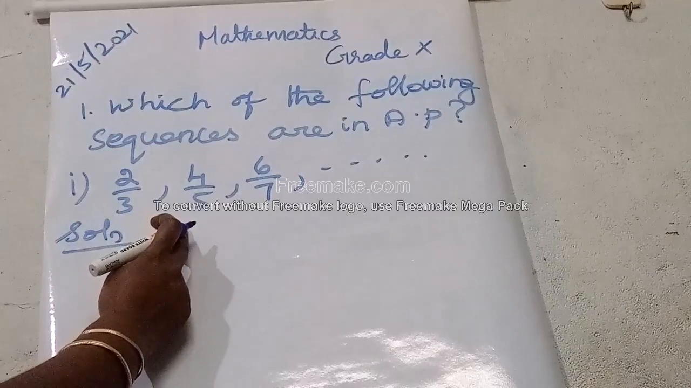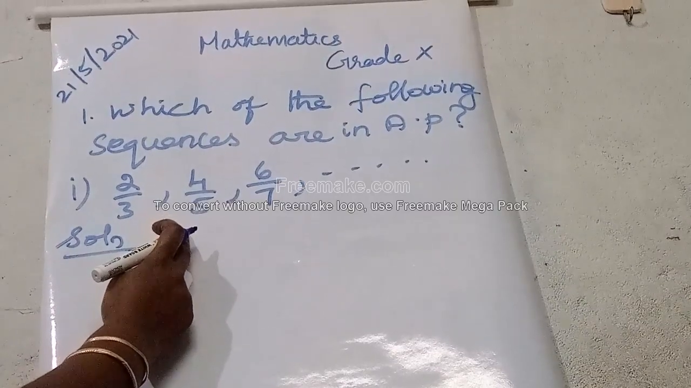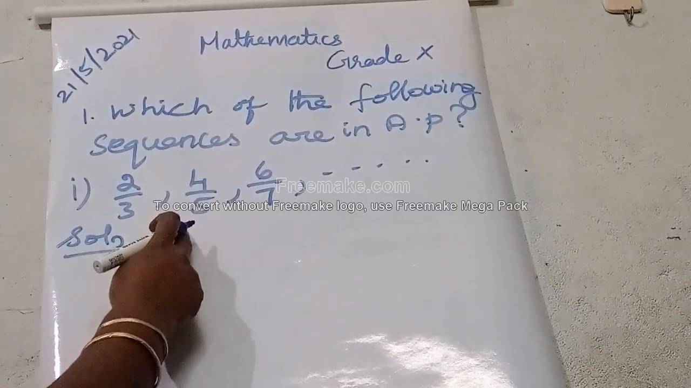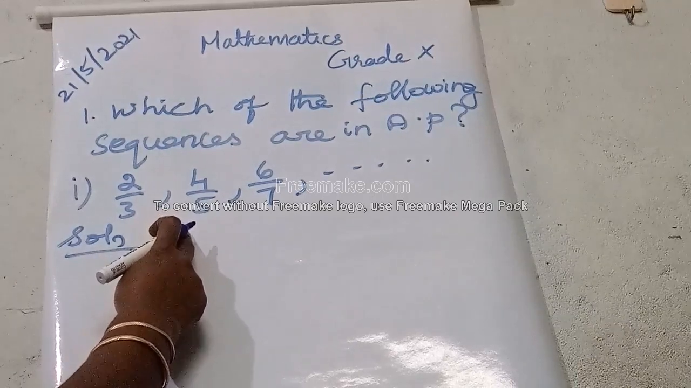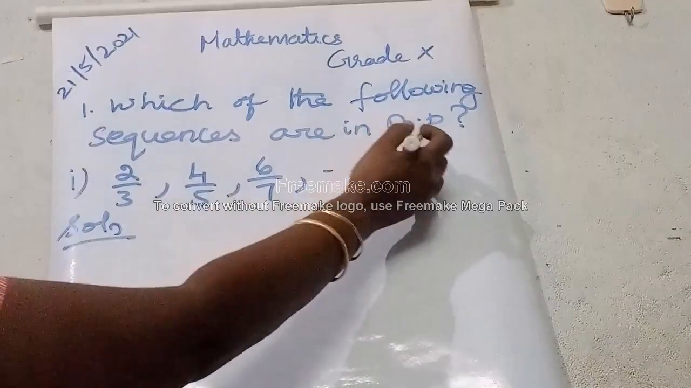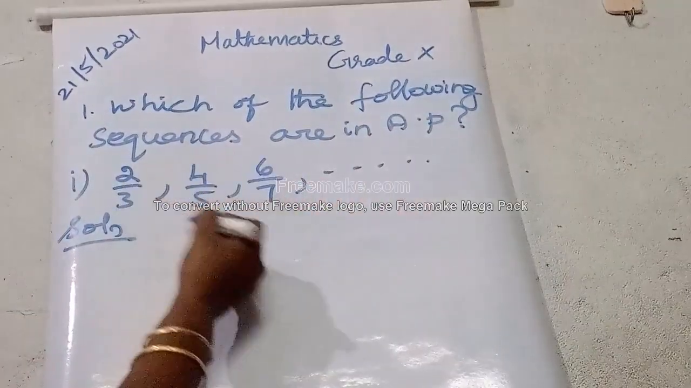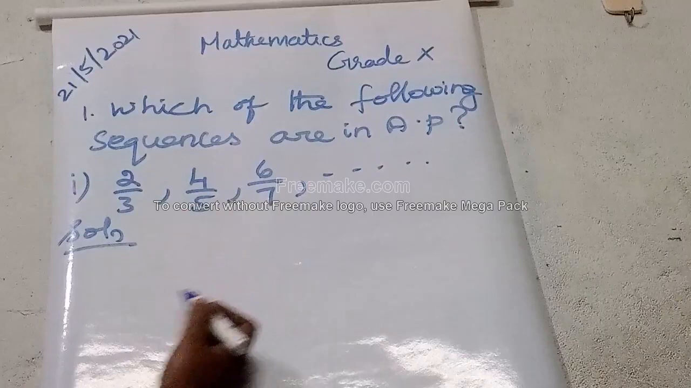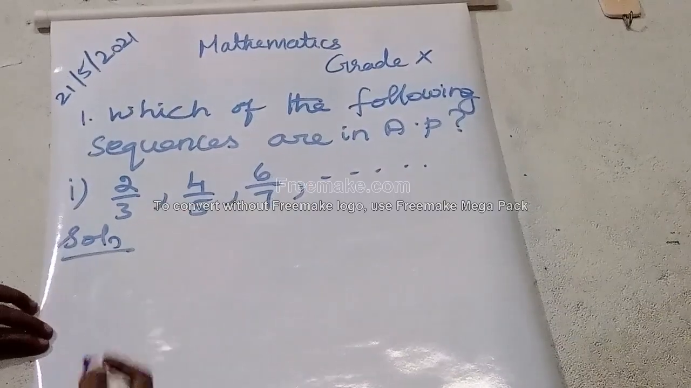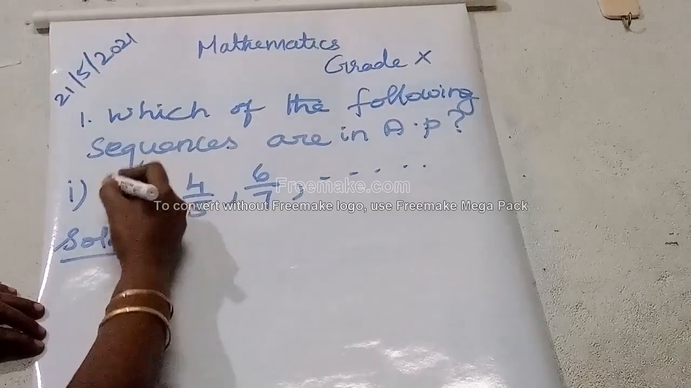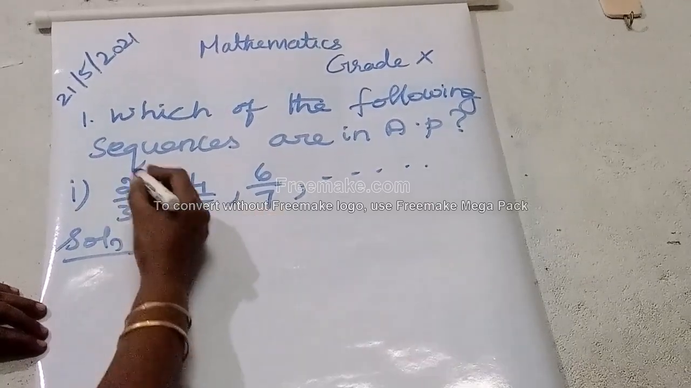Whether it is AP or not, we have to find out. How can we find out? Easily we can find out. If there is a common difference, that sequence can be called an arithmetic sequence or arithmetic progression or AP. Whether a common difference is there or not, we are going to find out. Listen carefully.